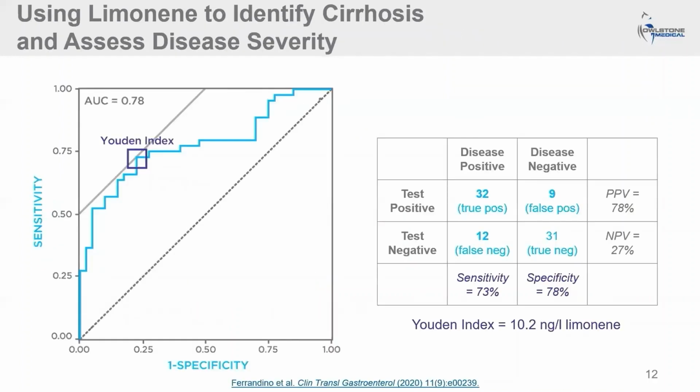We wanted to estimate the performance of a potential limonene breath test to identify liver cirrhosis. For this, we calculated a receiver operating characteristic curve using breath limonene levels from control individuals without liver disease and the combined group of patients with cirrhosis and cirrhosis complicated by HCC. The resulting analysis yielded an area under the curve of 0.78 and a sensitivity and specificity of 73% and 78%, respectively.